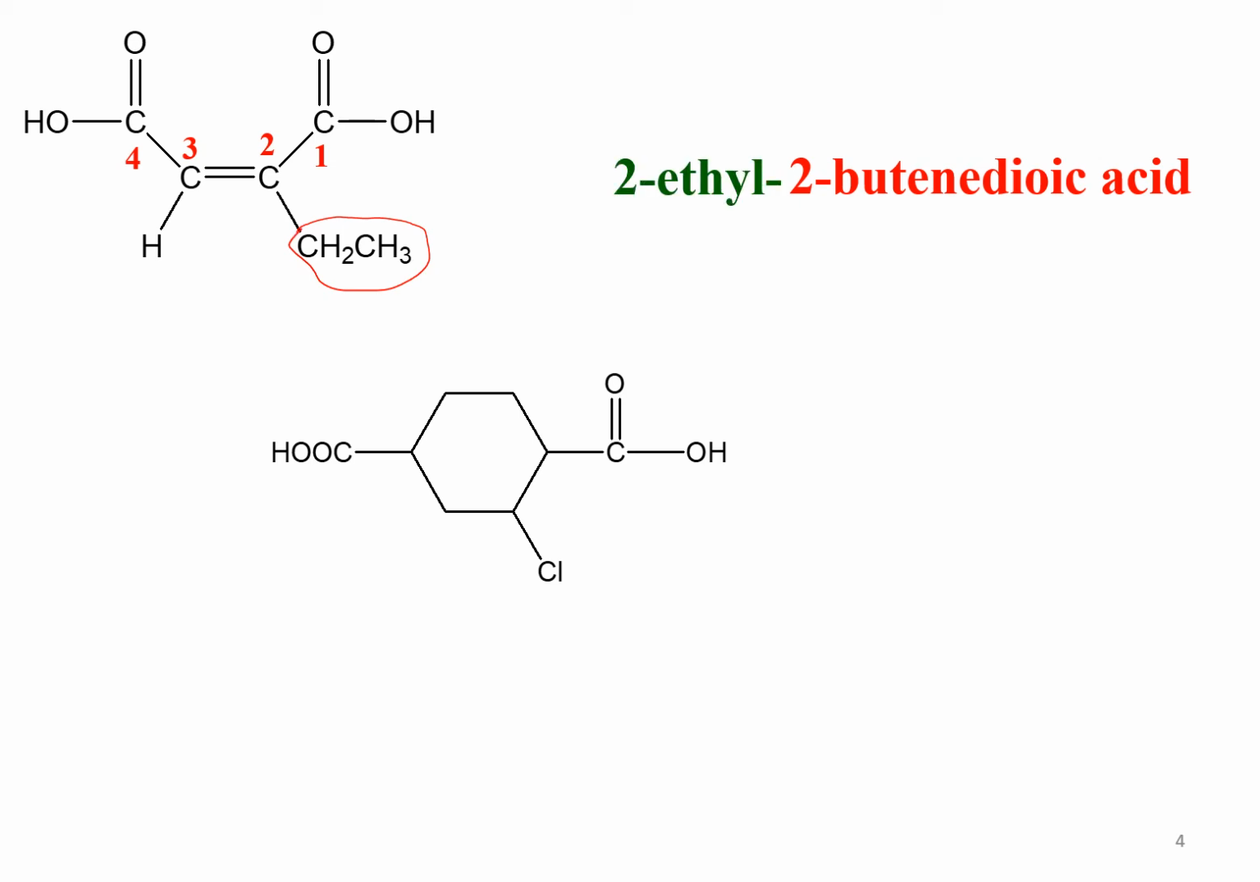So 2-ethyl. Don't forget, what form is it? It's a cis form. So cis-2-ethyl-2-butene dioic acid, because the COOH groups are together. You can see it's a cis form.